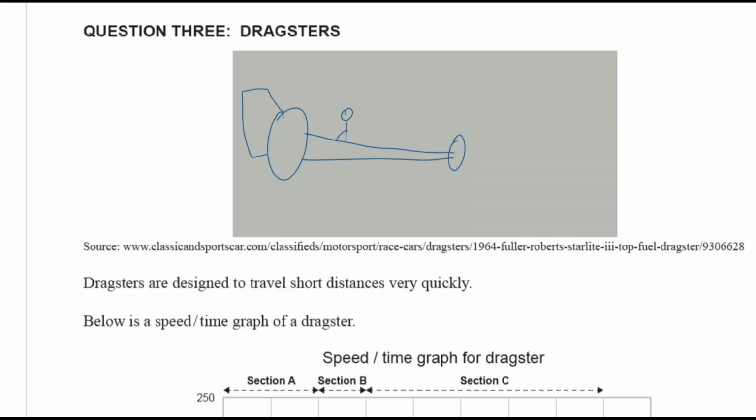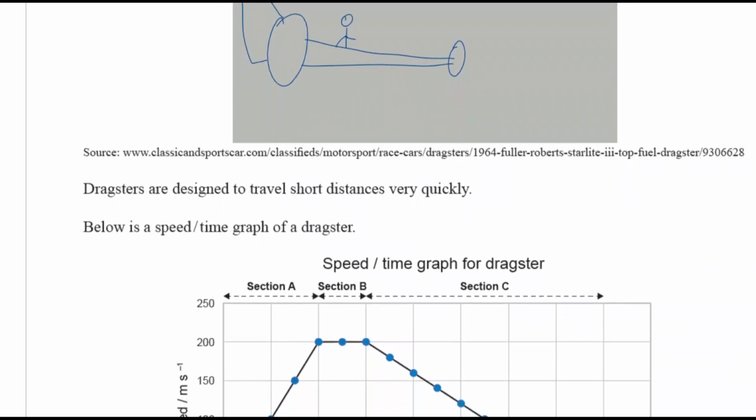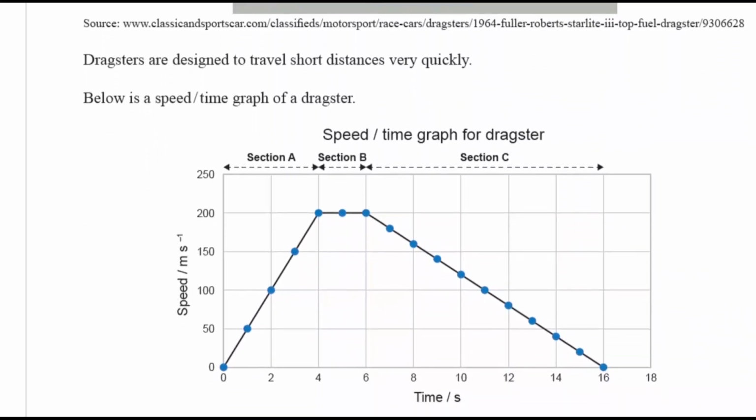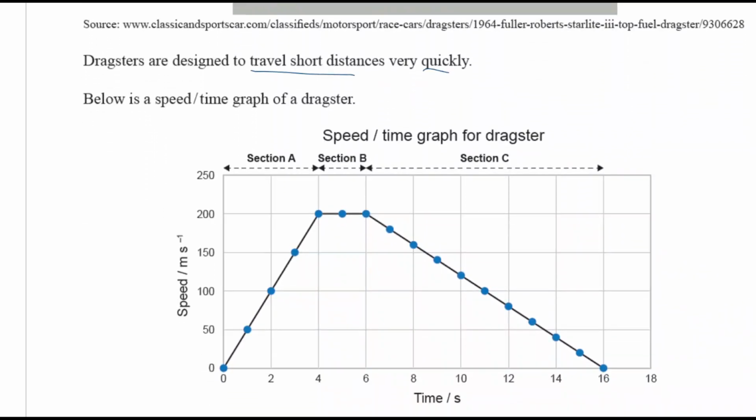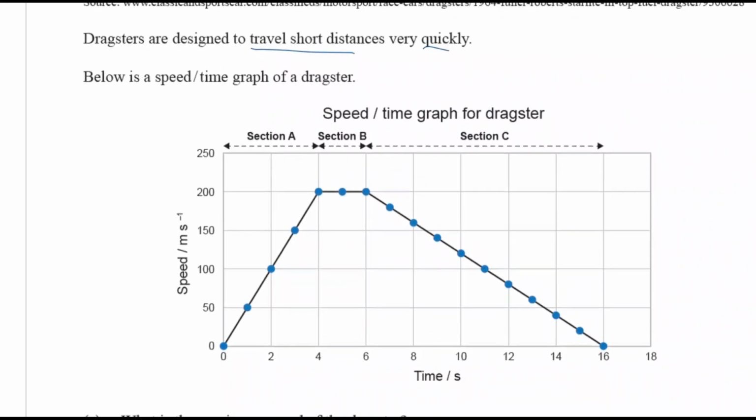And so, not to scale, something like that. A very flat, very high-powered car with a massive engine. Right, and they go for drag races to travel short distance very quickly. We're given a speed time graph for a dragster, so let's assume that this is a drag race, and it takes them 16 seconds.